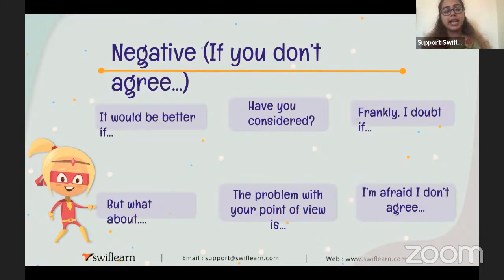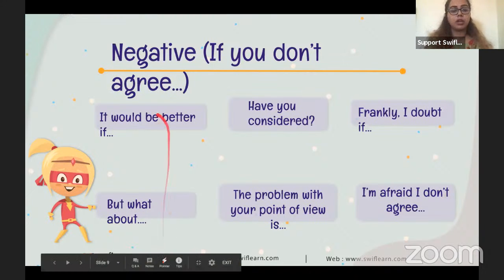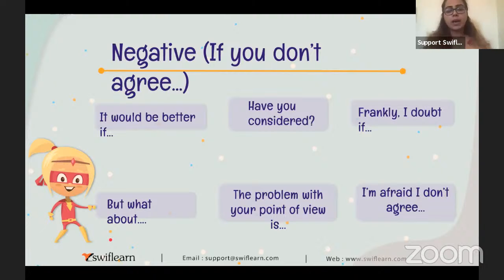Then you could even use the term frankly, I doubt if. What does the word frankly mean? Frankly means you are being very honest, you're telling the truth. So you are saying that frankly, I doubt if you are correct. You're trying to put it across, saying that I don't think that what you are saying is right. That's what you're trying to convey through the statement. Next, you could say, but what about? Very nicely you're telling them that I want to add one more point to what you are saying. That's why you are going to use the words, but what about?